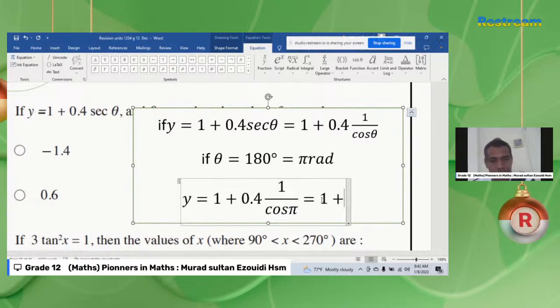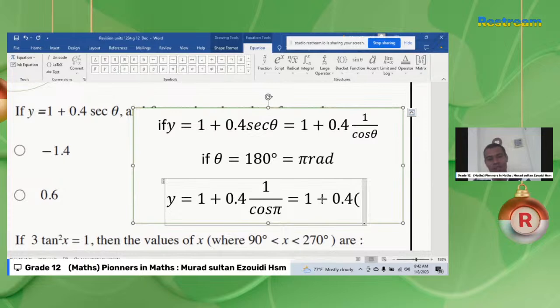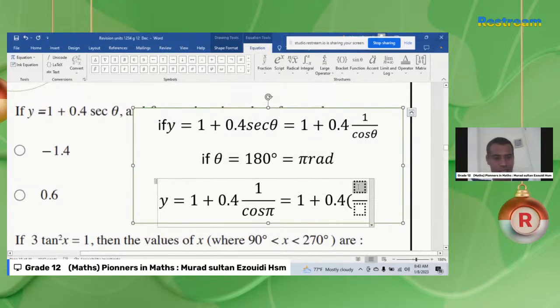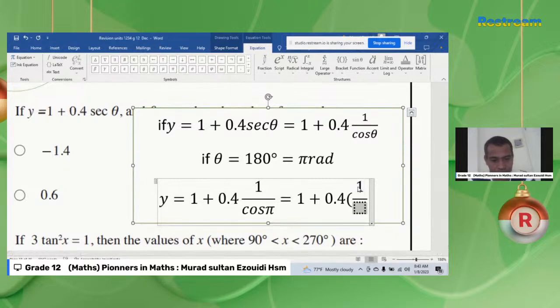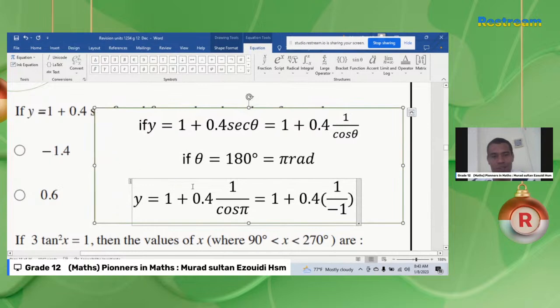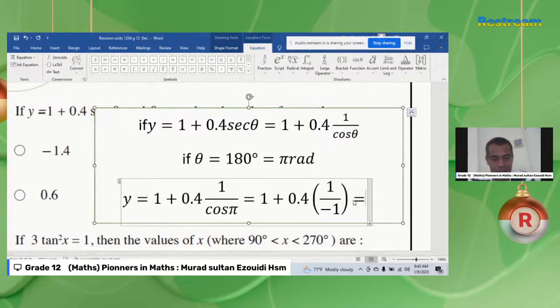Plus 0.4, multiplied between parentheses by 1 over cosine of pi, it will be 1 divided by minus 1. And 1 divided by minus 1, you already know that is negative 1. I will close the parentheses there. And if you multiply this by minus 1, you will get 1 minus 0.4. And 1 minus 0.4, learners, is equal to what exactly?